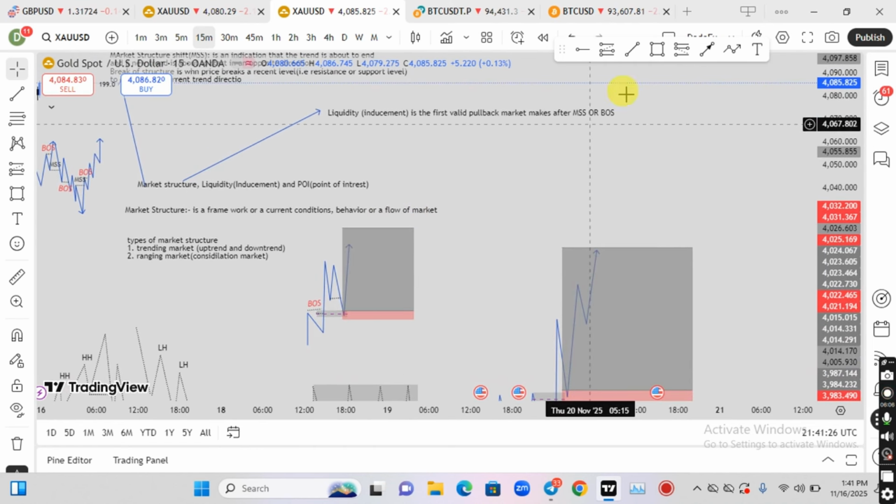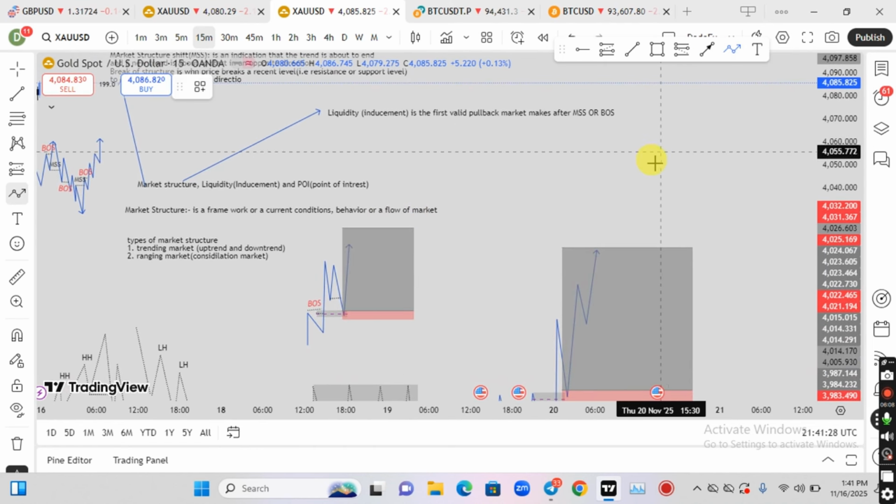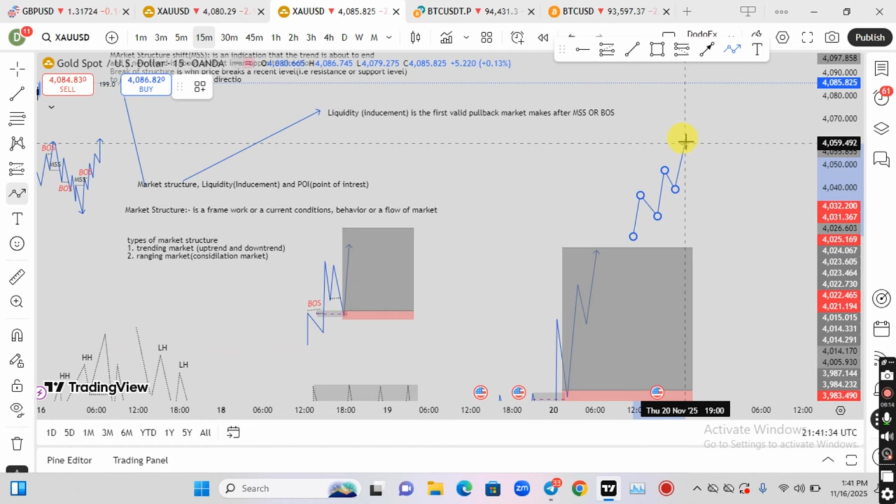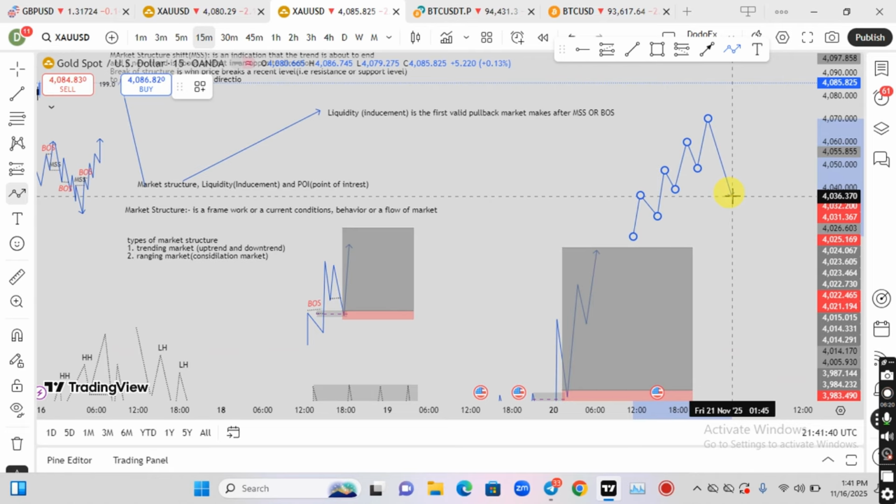On the other hand, let's say price has been giving us a series of higher highs and higher lows, higher highs, higher lows, and then price breaks this zone here. It has to first pull back, right? Then maybe pull back again to cover at least 50% of this first valid pullback here, at least 50% of it.